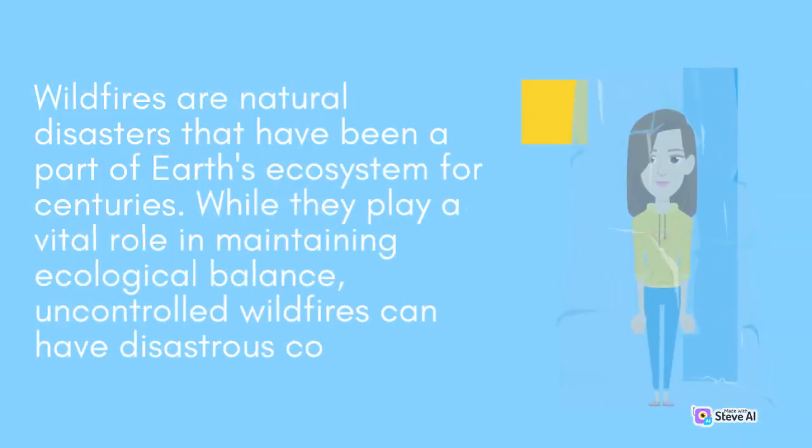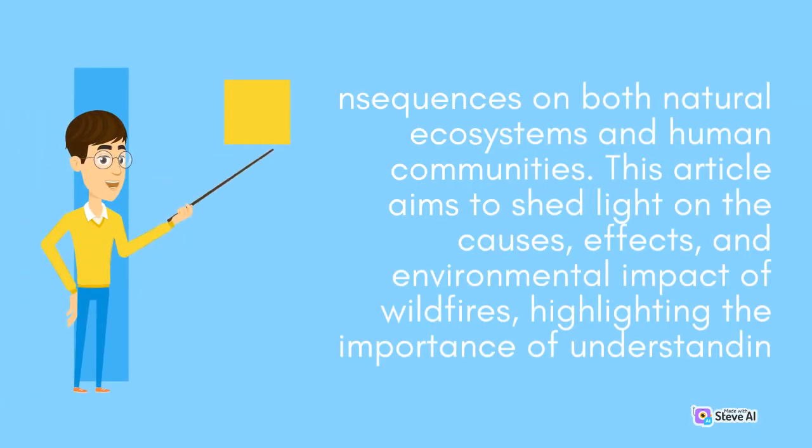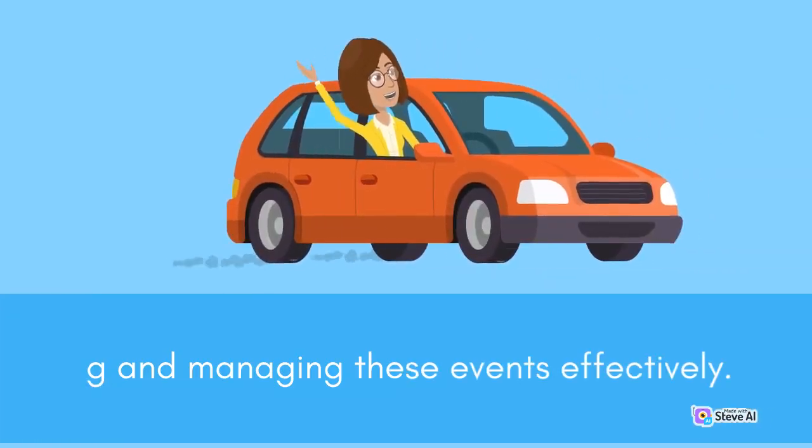Wildfires are natural disasters that have been a part of Earth's ecosystem for centuries. While they play a vital role in maintaining ecological balance, uncontrolled wildfires can have disastrous consequences on both natural ecosystems and human communities. This article aims to shed light on the causes, effects, and environmental impact of wildfires, highlighting the importance of understanding and managing these events effectively.